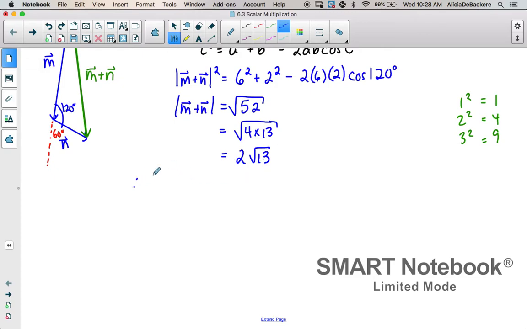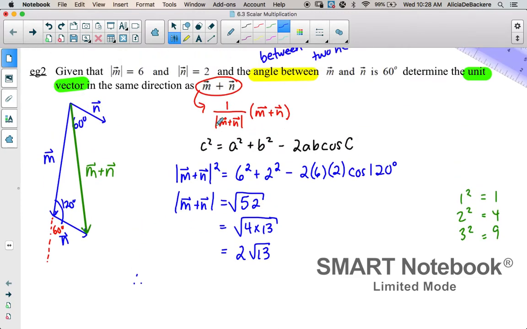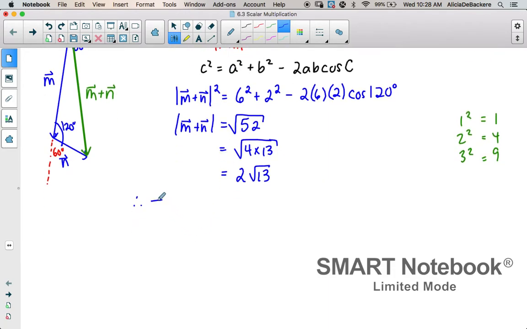And so therefore I can actually state my unit vector. Remember, that's all I wanted here was my magnitude. So therefore the unit vector, I do 1 over the magnitude times the original vector. And that'll give me a unit vector.